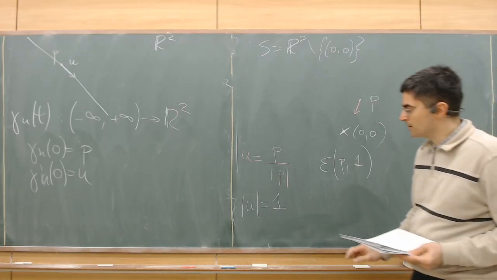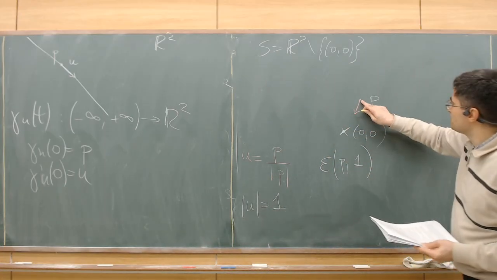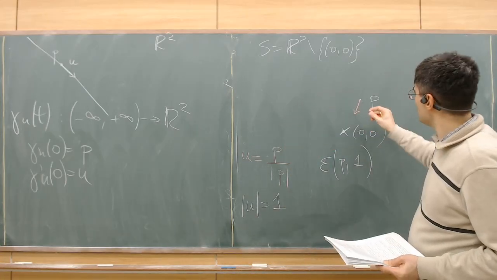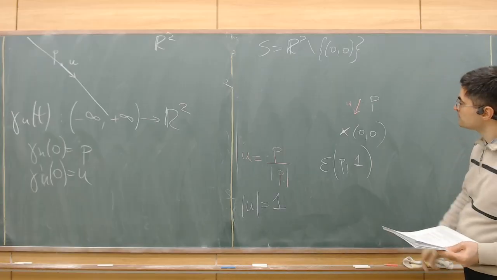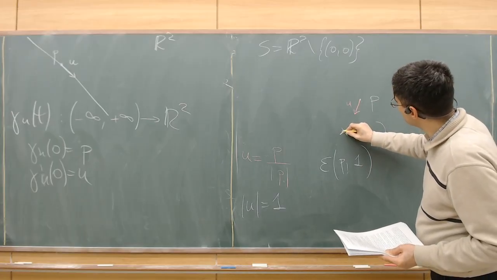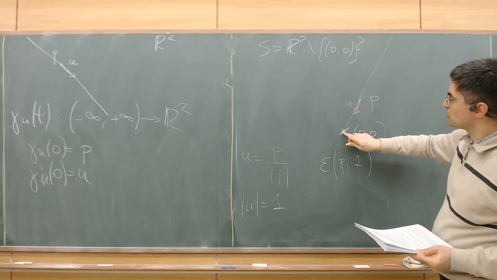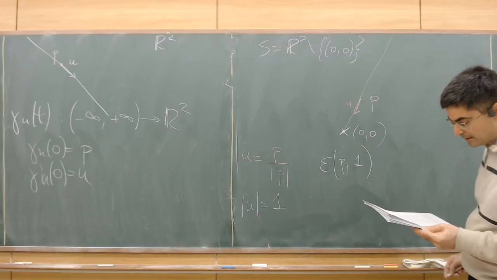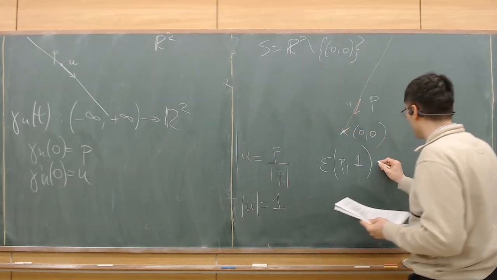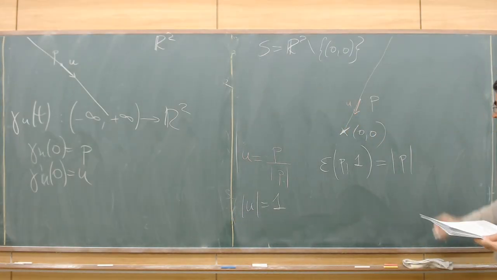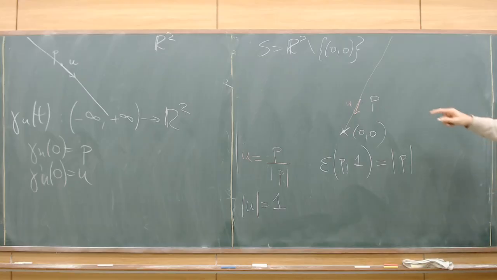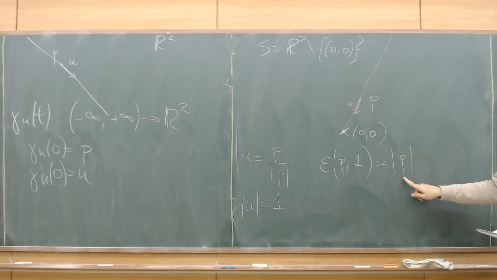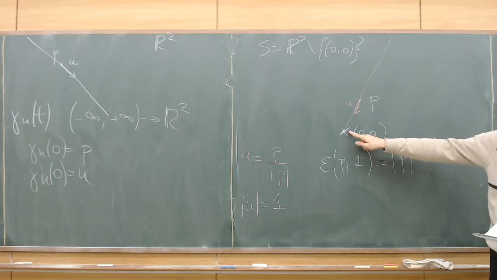So we are looking for a geodesic passing by P having as initial velocity vector U. It is clear that the geodesic has to stop here because there is a missing point. So clearly epsilon P1 is equal to the length of P, because if we travel along this straight line for a time equal to the length of P, we will reach the origin, which is missing.